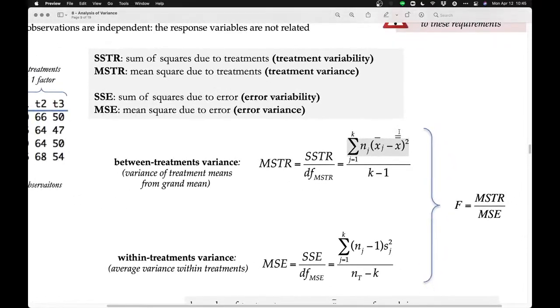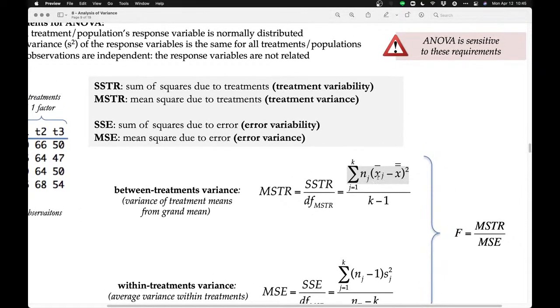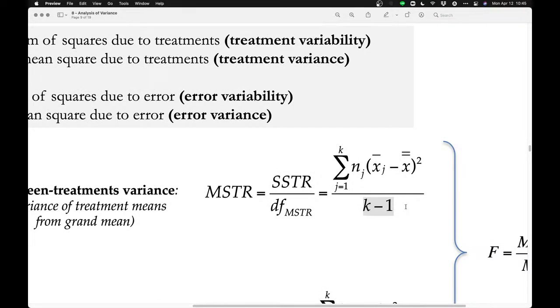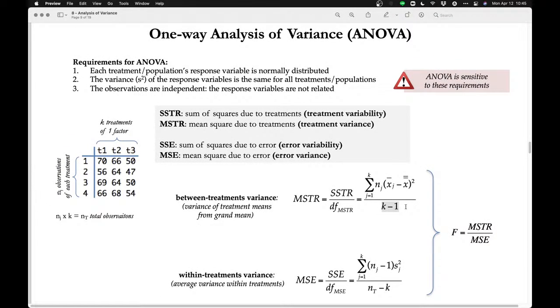Notice the numerator here is a sum squared expression. It's the sum squared of the treatments. It's the variability due to the treatments. By dividing by the number of treatments we have, we're taking an average variability, which is a variance. So this is the variance due to treatments.